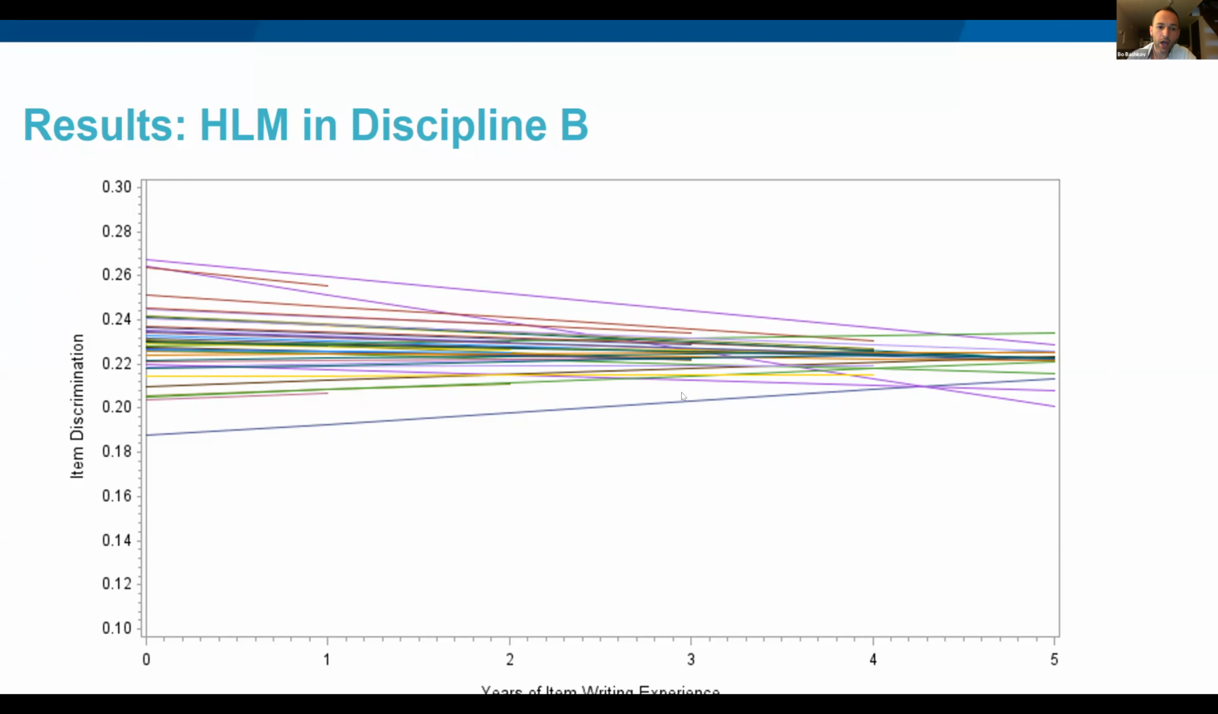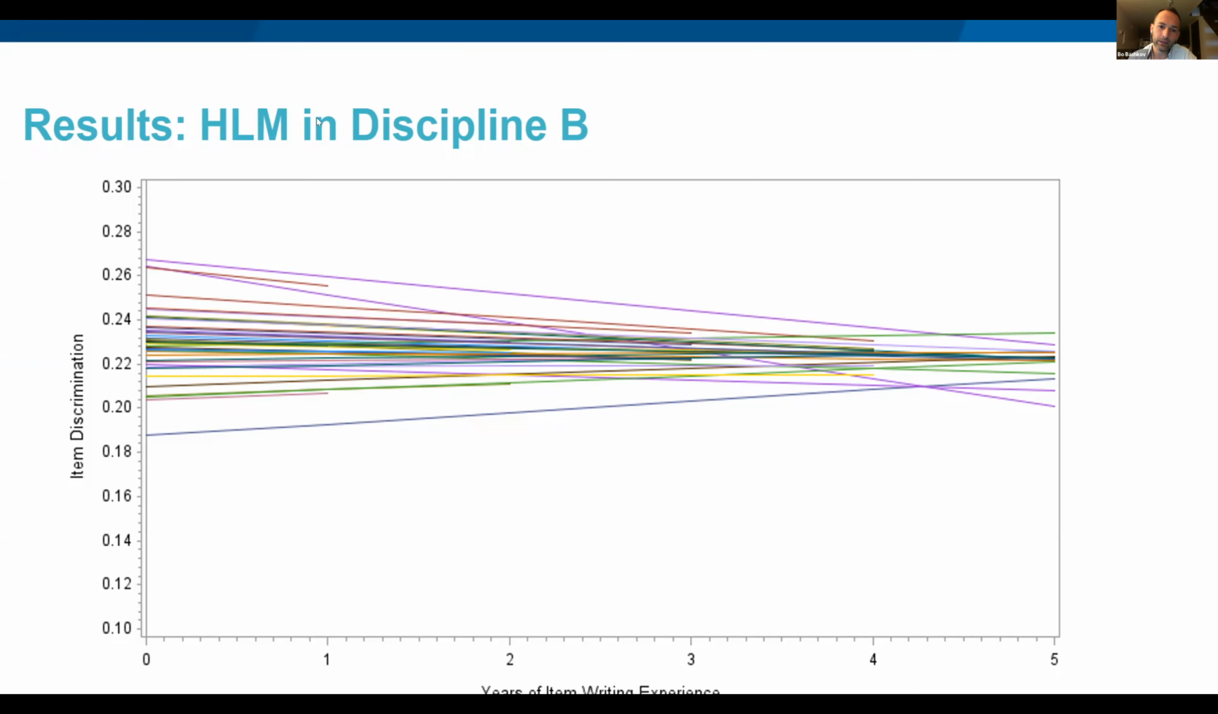In this case, we see a significant variability of intercepts, but no significant variability in slopes. This means that item authors do differ from each other significantly at the start of their service with 0 years of item writing experience, but they do not change significantly over time or from each other. In fact, they look like they're becoming more homogeneous, more similar to one another. So this is different from the previous graph.